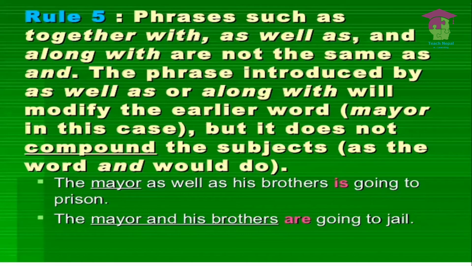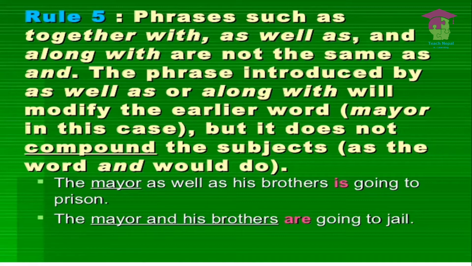Phrases such as together with, as well as, and along with are not the same. They are not like and, they are not same as and. As well as, together, along with, त्यो चाहिँ हामीलाई के लाग्छ तिनीहरू आउँदाखेरि चाहिँ we can use plural verb in the sentence. For example, you can see the mayor as well as his brothers. So I'm like the mayor and brother, you may think the mayor and his brothers, right?